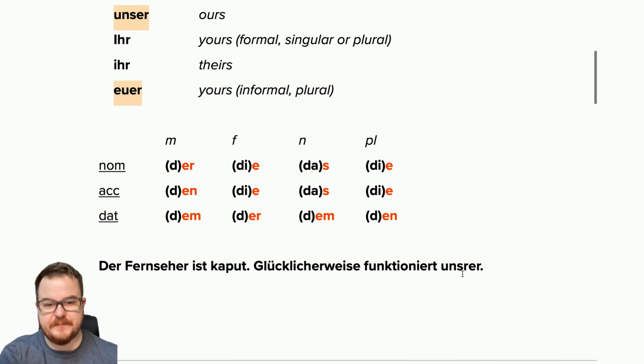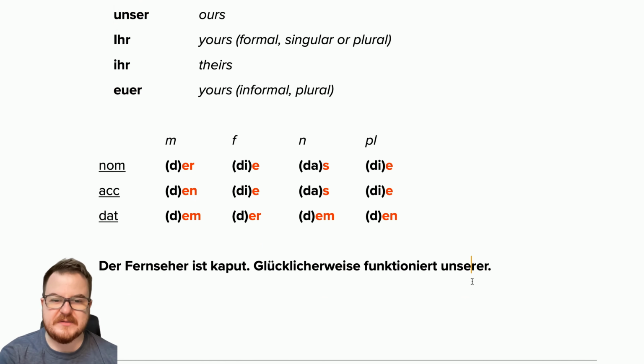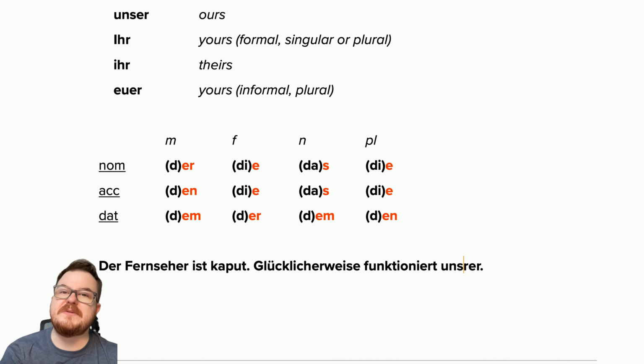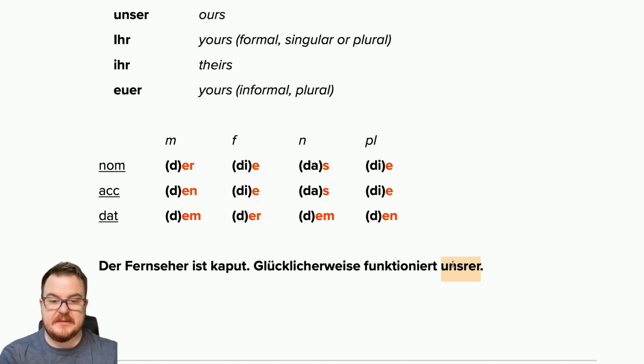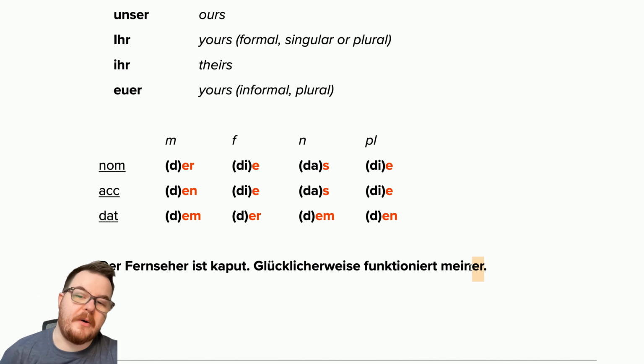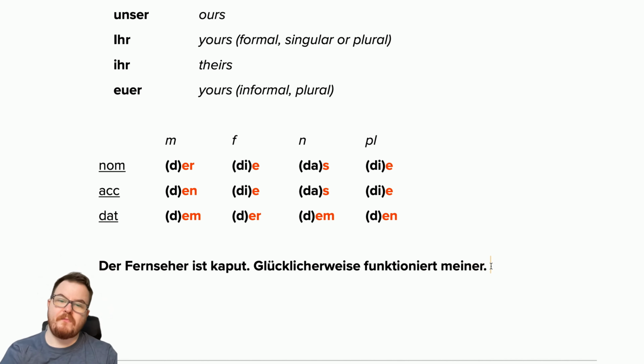And why does it get dropped? Well, let's put it back in and try to pronounce this. Unsere. Some Germans do say this, but it's much more common to hear unsere. It's easier to say. It's a little shortcut. Of course, if I was saying, luckily, mine works, then it would be meine. Again, the masculine nominative is being replaced.